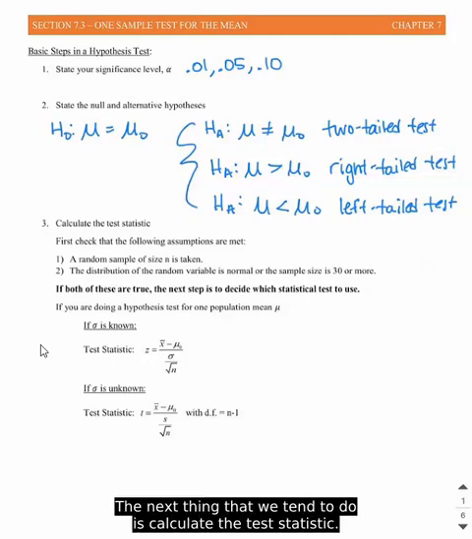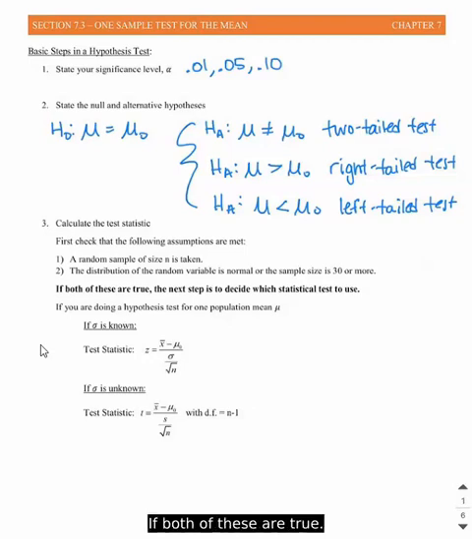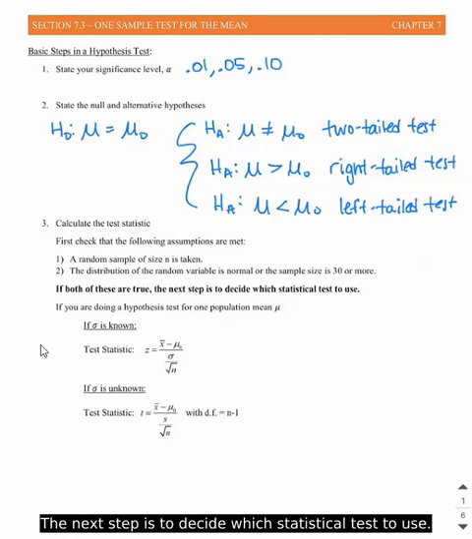The next thing that we tend to do is calculate the test statistic. So first, check that the following assumptions are met. A random sample of size n is taken, and the distribution of the random variable is normal, or the sample size is 30 or more. If both of these are true, the next step is to decide which statistical test to use. So we have basically a Z or a T test.